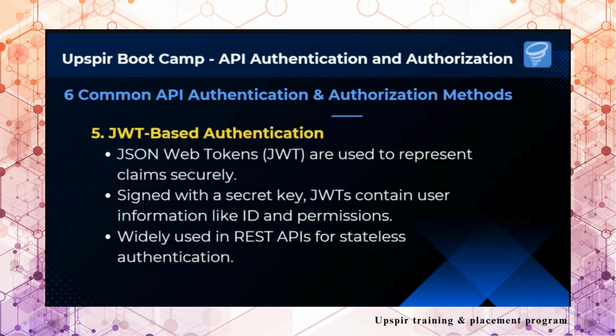JSON Web Token or JWT is used to represent claims securely, signed with a secret key. JWTs contain user information like ID and permissions, widely used in REST APIs for stateless authentication. Okay, so this has become very popular for your REST APIs.